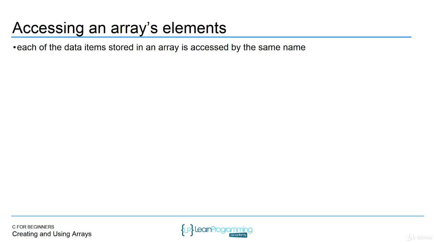Once you've declared an array, you're then going to want to start using it. You're going to want to start accessing the data inside of it or writing data to it. In order to do that, you have to understand how the array is stored in memory and how it's actually going to be accessed. Each of the elements in the array, each of the data items, is accessed using the same name. So you're still going to access it with the variable name.